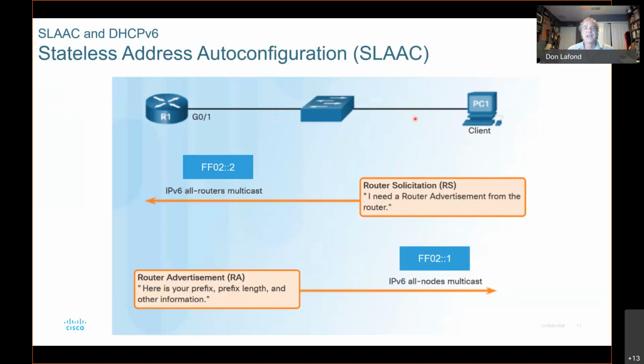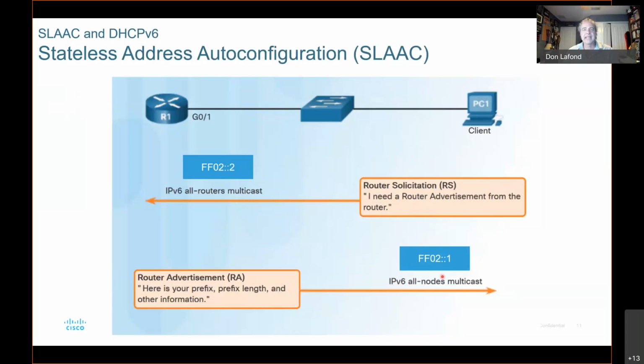So anyway, the client throws out a message using FF02, which is the all routers multicast address. It says, hey, I need a router advertisement from the router. And then the router says, here's your prefix length, and other information. So in this case, it's giving everything to it. It's giving the prefix and prefix length, which it will then use to create its own address, and other information such as the DNS server, etc.